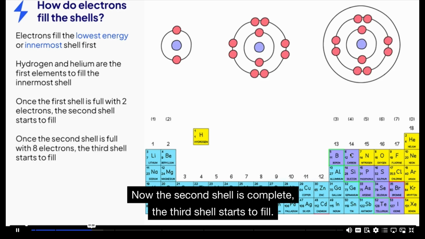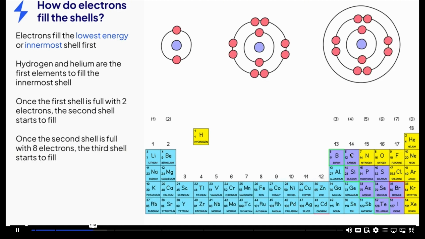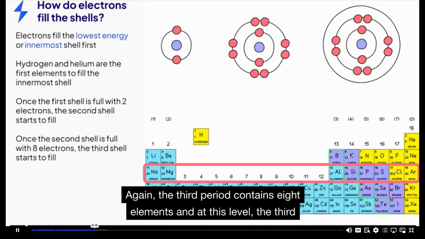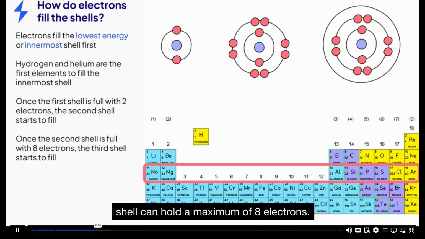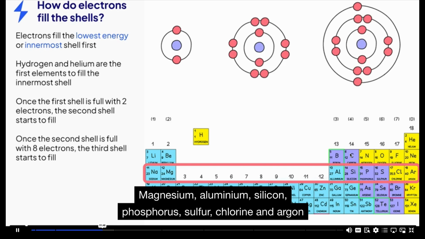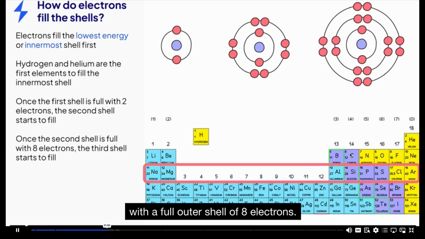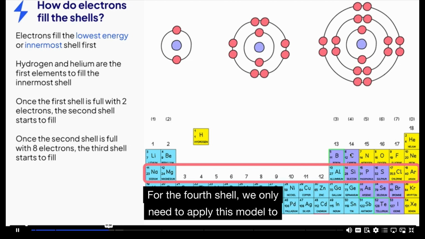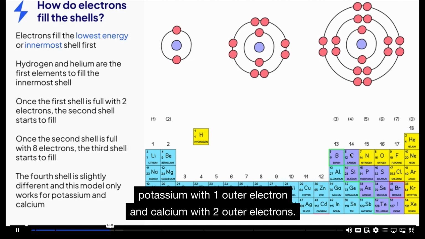Now the second shell is complete, the third shell starts to fill. Again, the third period contains 8 elements, and at this level, the third shell can hold a maximum of 8 electrons. So we can see a sodium atom with 11 electrons, magnesium, aluminium, silicon, phosphorus, sulfur, chlorine, and argon with a full outer shell of 8 electrons. For the fourth shell, we only need to apply this model to potassium with 1 outer electron and calcium with 2 outer electrons.